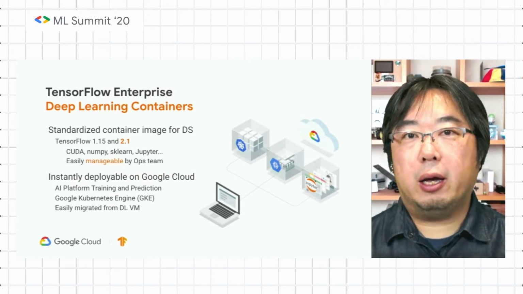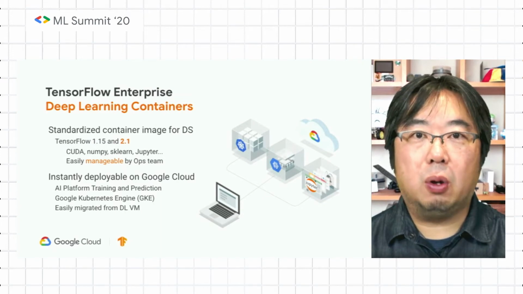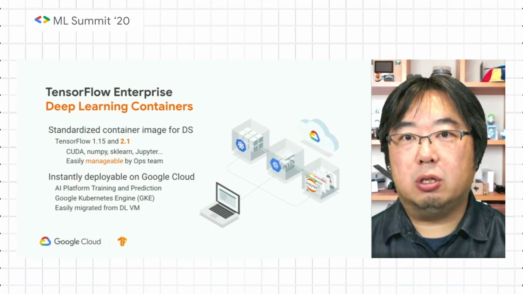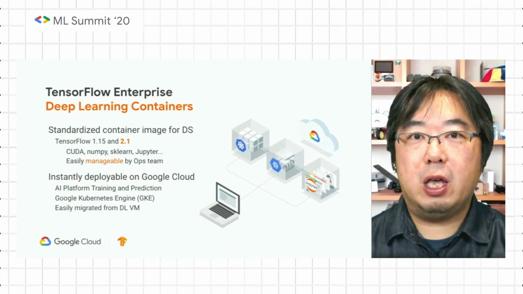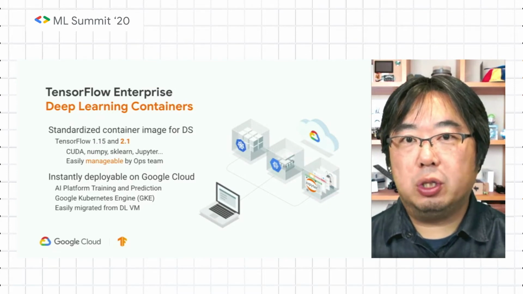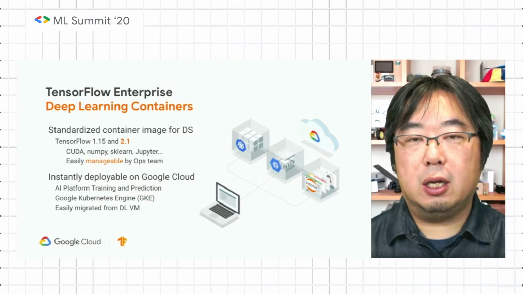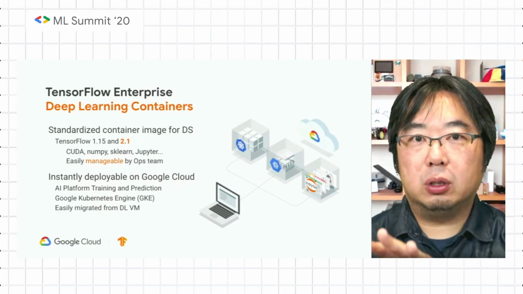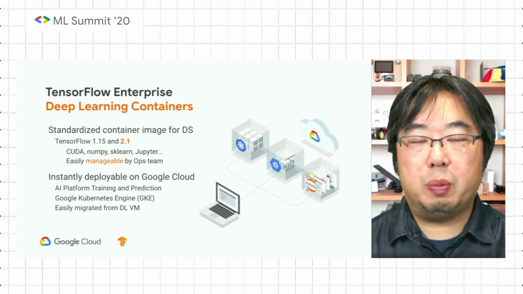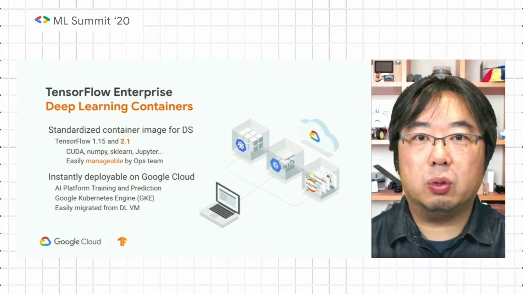Another component we can introduce here is Deep Learning Containers, or DLC. It's a standardized container image for data scientists. Actually, the software stack used in the DLC is exactly the same as the software stack used in the DLVM. So the difference is VM or container. So why container? Because by using container technology or a container environment like GKE, the ops team can easily migrate existing machine learning software or models to the scalable container-based infrastructure without spending much time on rewriting the TensorFlow code and so on.